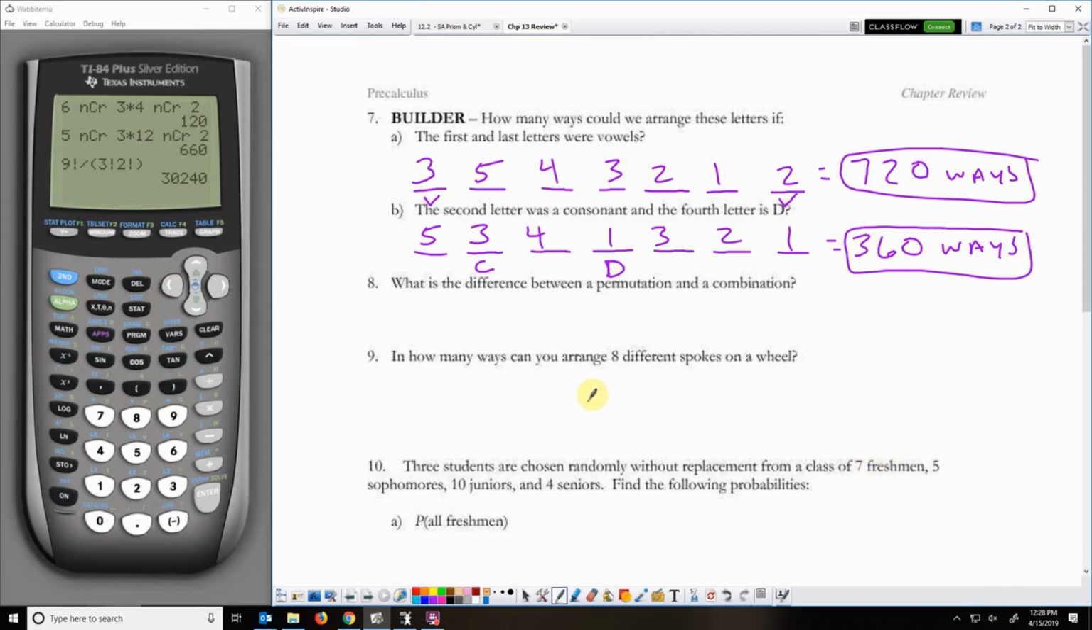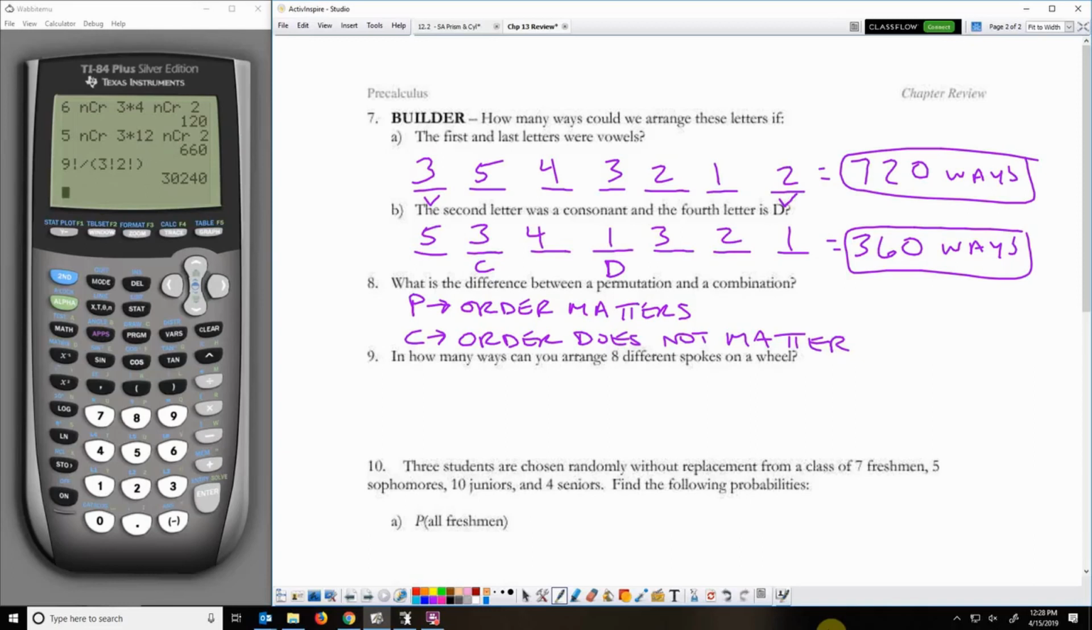What's the difference between a permutation and a combination? Very simply, in a permutation, order matters. Lineup, arrangement, things like that. In a combination, order does not matter. A group would not have order.